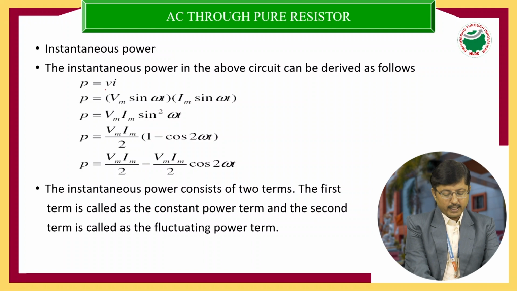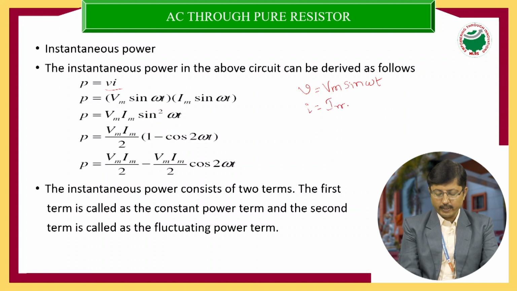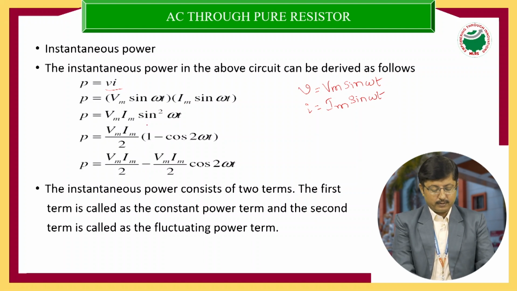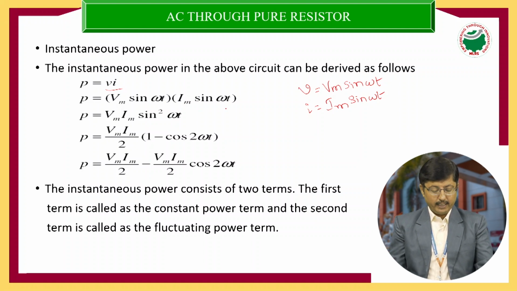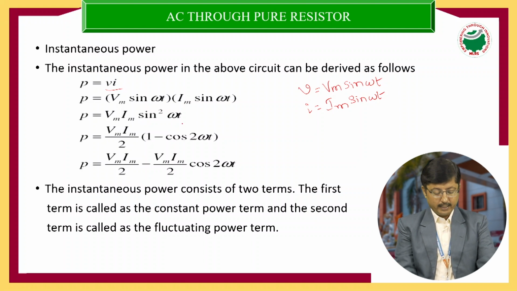So the product of voltage and current: from equation 1, V is equal to Vm sin omega t, and from the second expression, the current I is equal to Im sin omega t. So the instantaneous power is equal to Vm sin omega t times Im sin omega t. Taking Vm Im common, we get sin squared omega t.